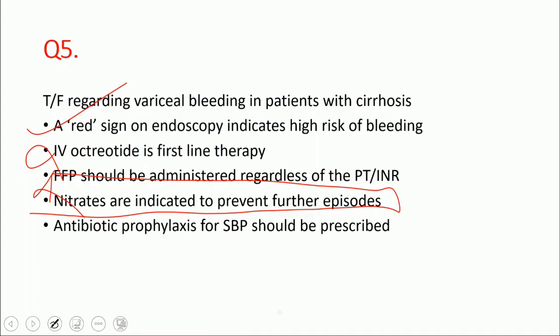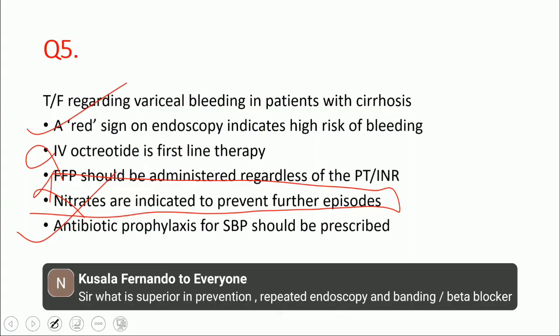So mortality improves when you give that antibiotic, right? So that is true. Even though they don't have SBP, because they have a high risk of developing SBP during that episode, you have to give them antibiotic prophylaxis with ceftriaxone. All right, so that is about variceal bleeding.